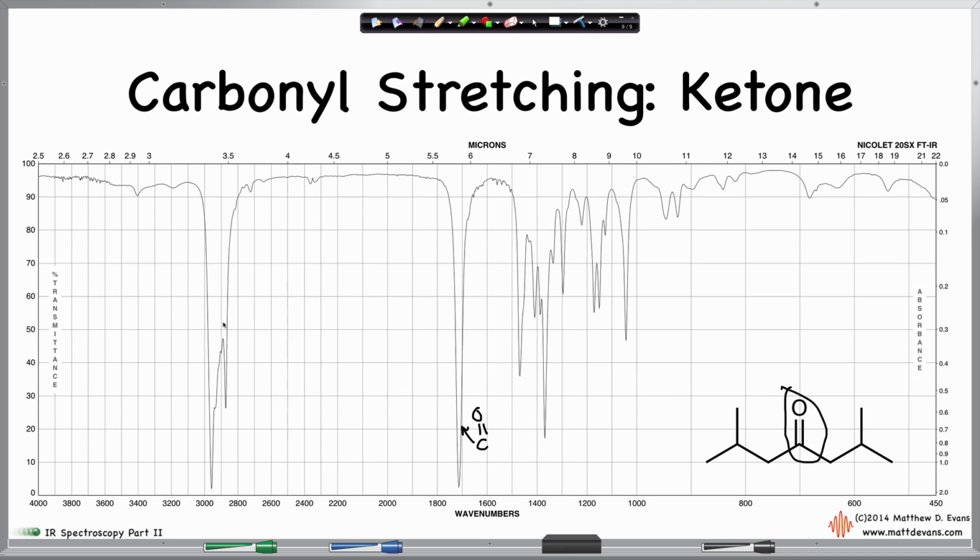Okay, really don't need to point out too much else. I always say this, but this is present in nearly all organic molecules, so it's really not that interesting. And of course, this is the fingerprint region right here. Okay, this is the only one of significance for us.